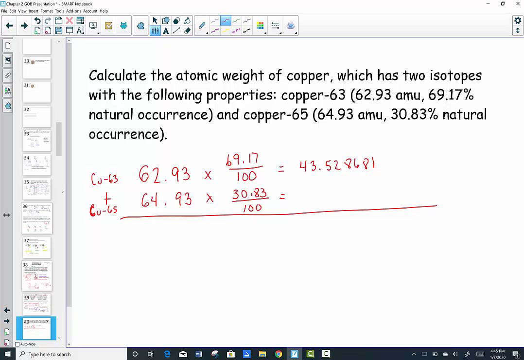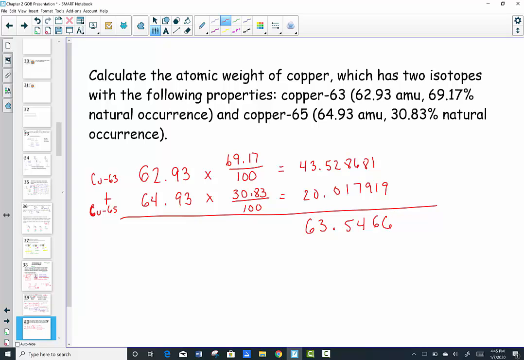Row 2, 64.93 times 30.83 over 100, and I'm going to write the entire screen, 20.017919. Let's add the two together. Are you hitting with me? Be my calculator buddy. And when I hit together, I get 63.5466. Now let's consider rounding.